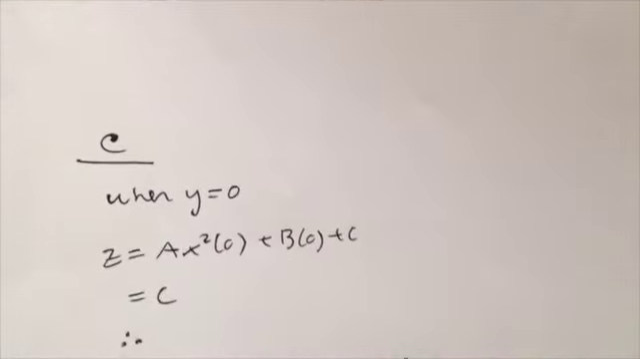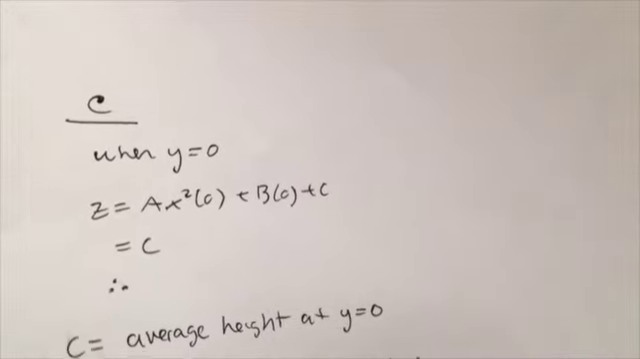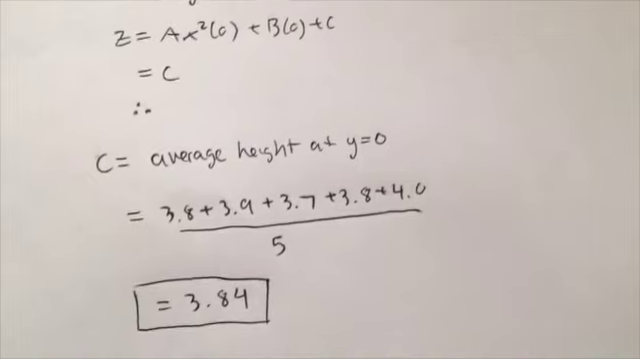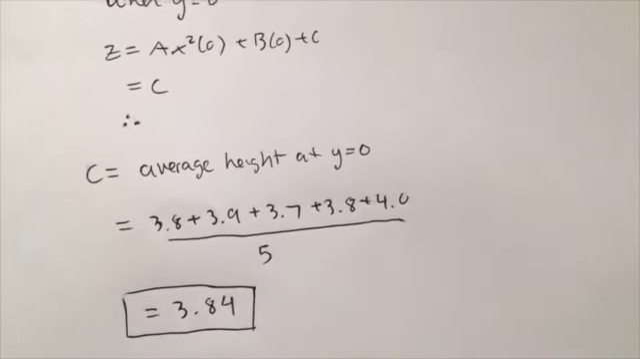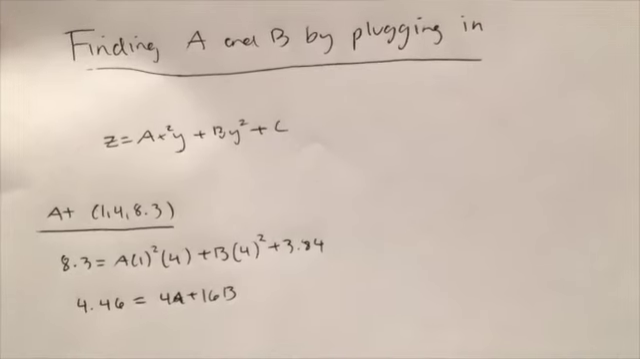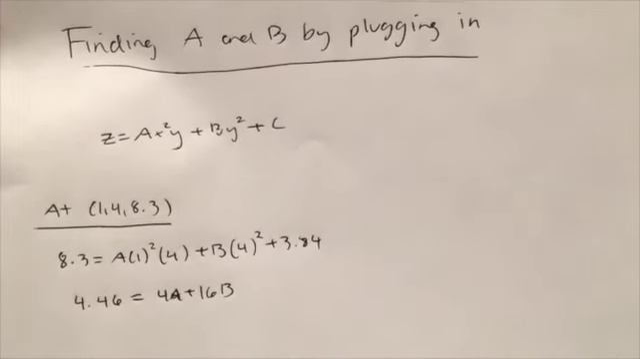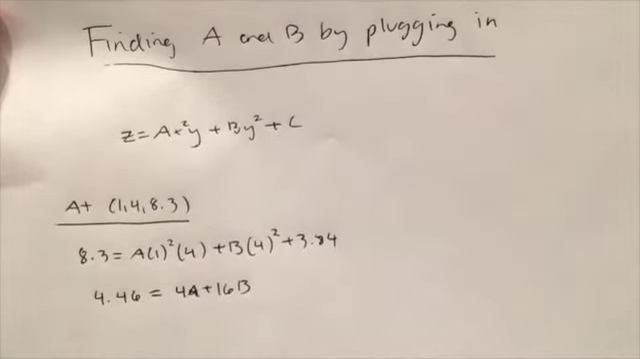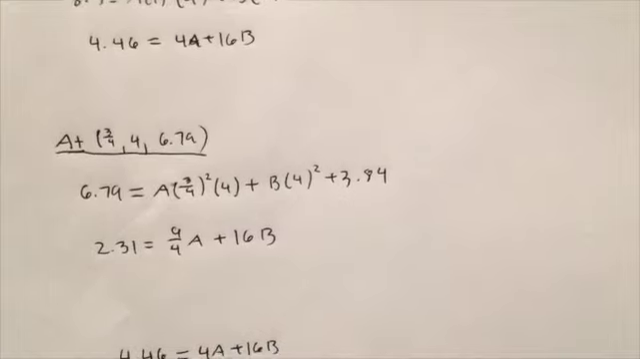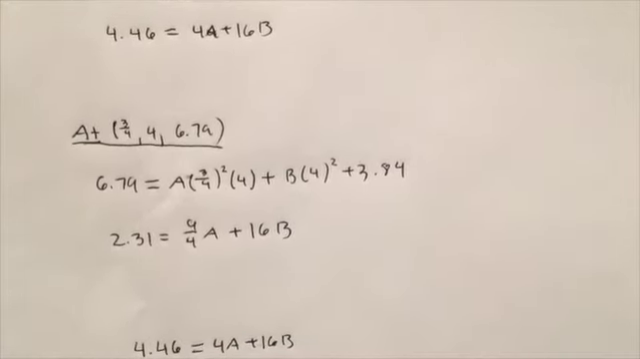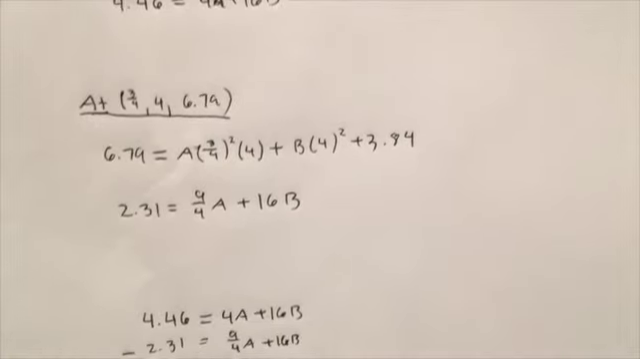C was easy to find because when y equals 0, z equals c. So we found c by finding the average of heights when y equals 0, coming out with 3.84. We then found a and b by plugging in points and using systems. At (1, 4, 8.3), we got the equation 4.46 equals 4a plus 16b. At (3/4, 4, 6.79), we got the equation 2.31 equals 9/4 a plus 16b.